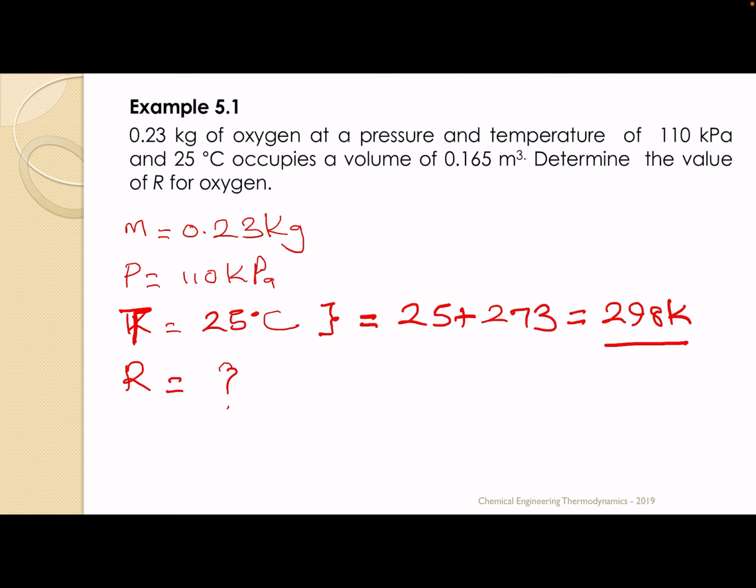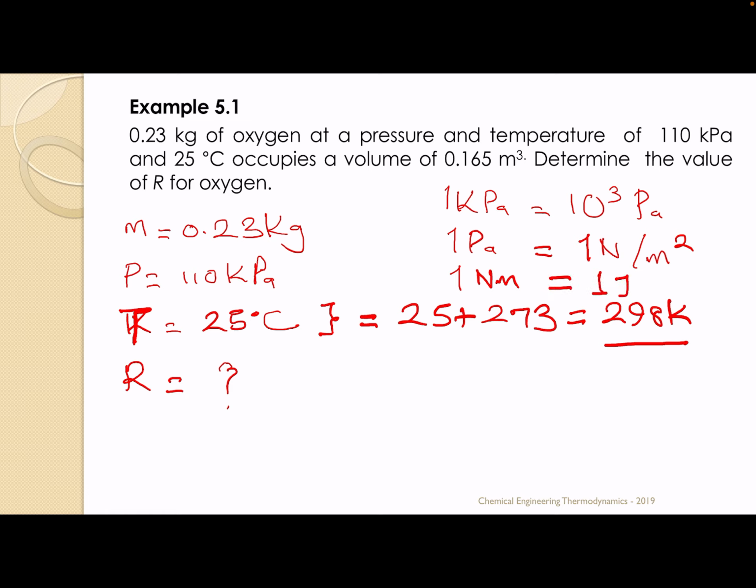One, take note of the fact that 1 kilopascal is the same as 10 raised to power 3 Pascal. We'll see more as we move on. Further, 1 Pascal equals 1 Newton per meter squared. And then 1 Newton meter is the same as 1 Joule.